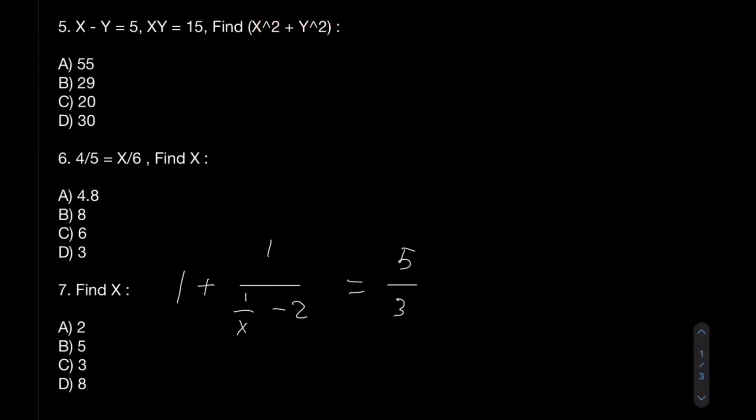Alright, so now for question number 5. X minus y is equal to 5. Xy is equal to 15. So find x squared plus y squared. Now, for these types of questions, I always like to look for the x minus y stuff because there is a very nice rule here that you can always utilize. You've got to square this left side and then square the right side.